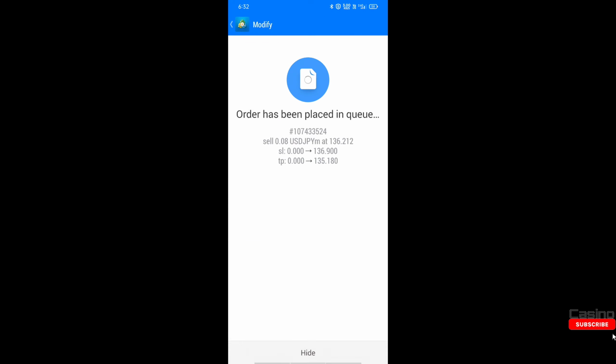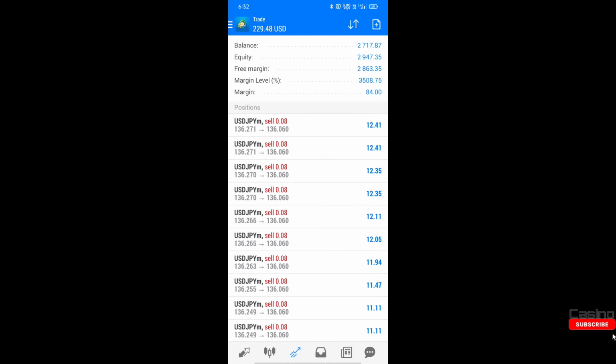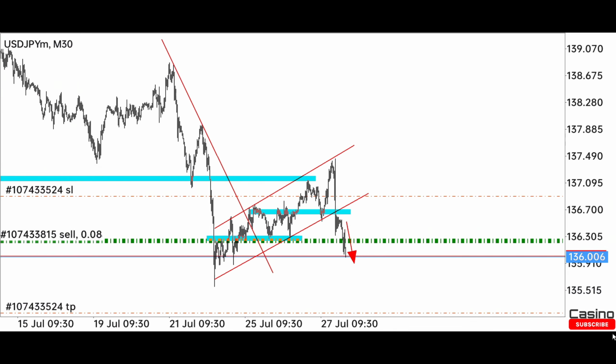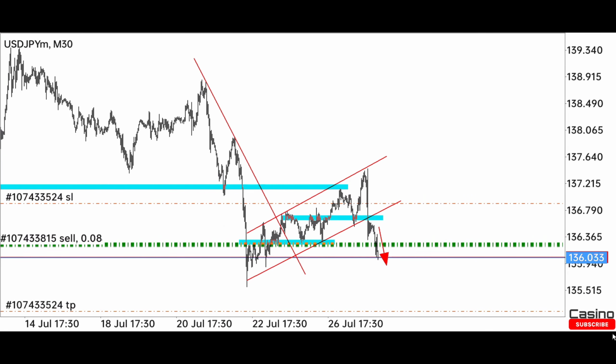Okay guys, we have put a stop loss and target point. Let's wait patiently. How long does the market take to achieve our target?